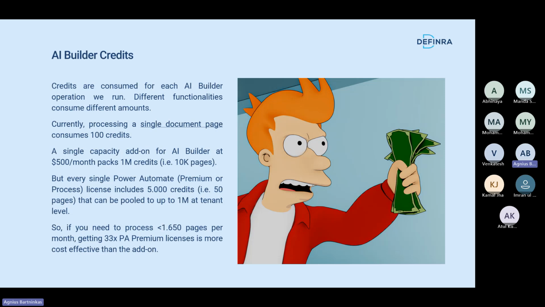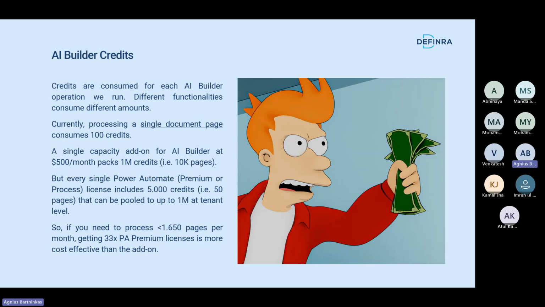There's an important thing to note when it comes to AI Builder, which is that there's a thing called AI Builder credits, and these credits are like the currency that's basically being used whenever we use an operation under AI Builder. So whatever we run through it will consume some credits. Now, different functionalities consume different amounts, and according to the latest licensing guide for the Power Platform, processing a single document page consumes 100 credits. So that's not a single invoice. If your invoices are multi-page, they will actually consume more than 100 credits per invoice, because that's just per page.